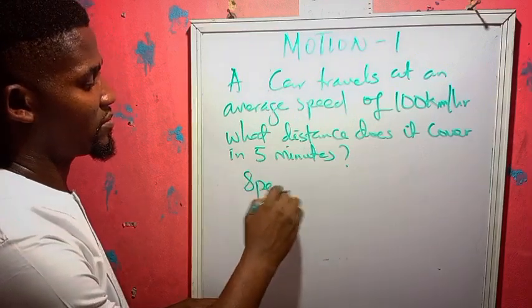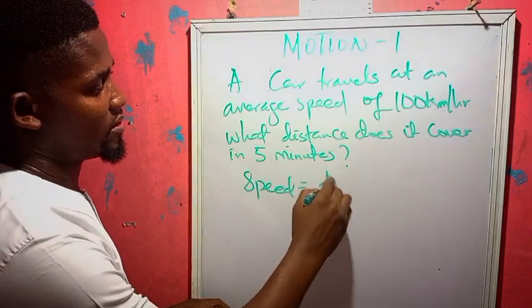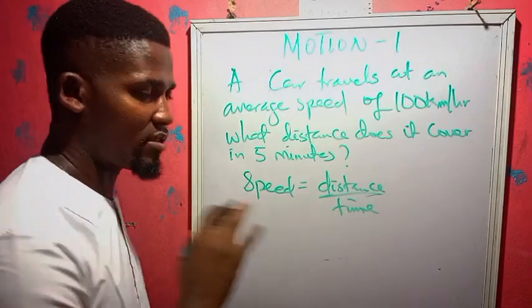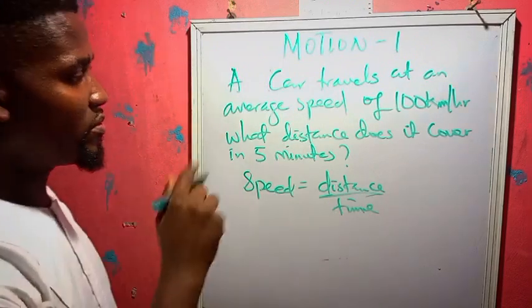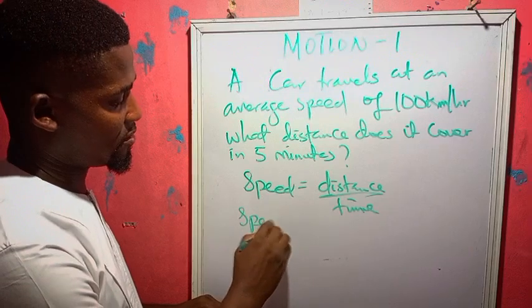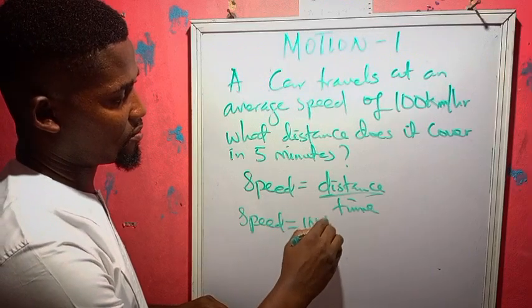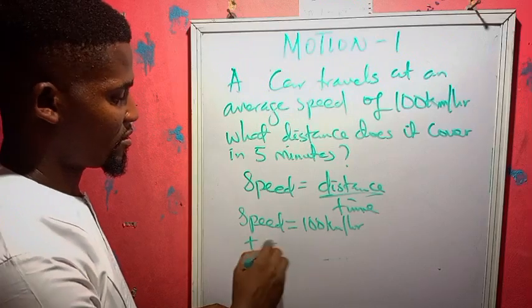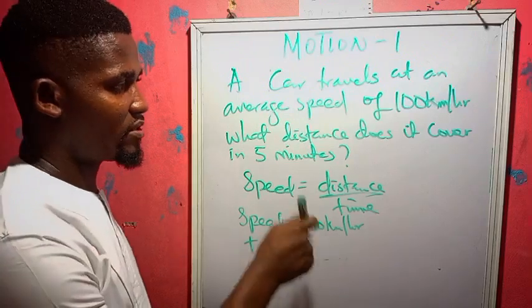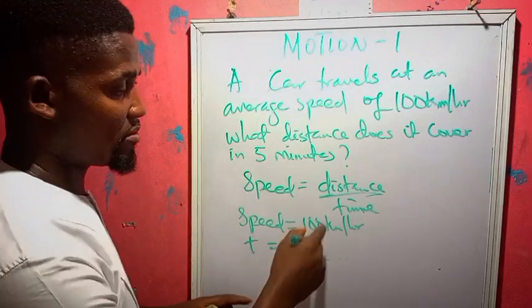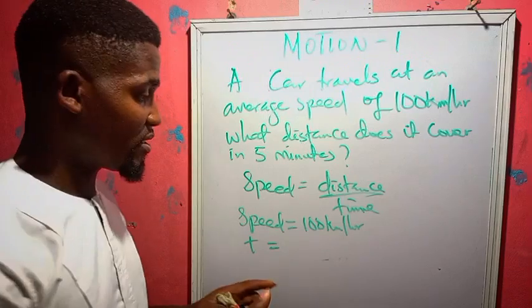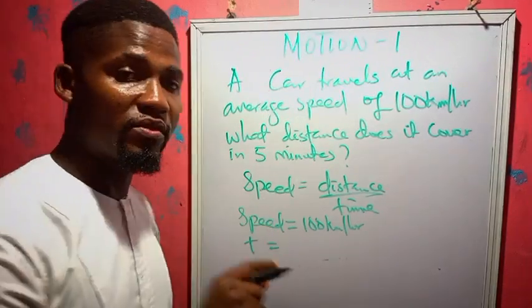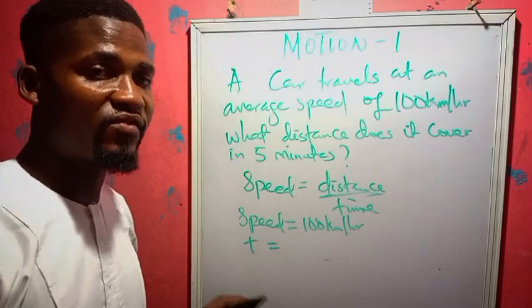Remember, we said speed is equal to distance over what? Over time. Now, what were we given here? We're given speed, 100 kilometers per hour, and then time. We are going to convert this 5 minutes to hours since our speed is in kilometers per hour, so that our distance will also be in kilometers. Take note, in physics we have to work with units, the units have to agree.